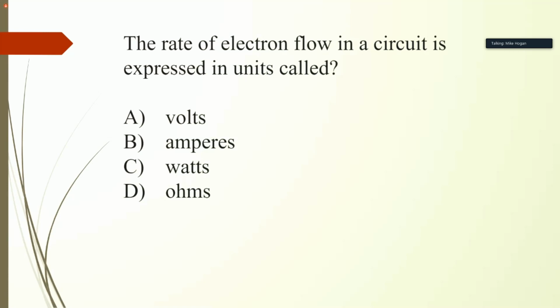Okay, so B, is that what I heard? Yeah, ampere. So amperes, right? So amperes, we're talking about rate of electron flow. So that's current. And so, yeah, we're looking at amperes. Very good.